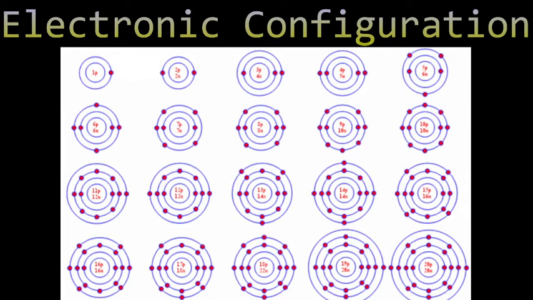K shell. Hydrogen has one electron which occupies the K shell. Helium has two electrons and both occupy the K shell. The K shell can accommodate a maximum of two electrons. These two elements have their outermost electrons in the K shell.